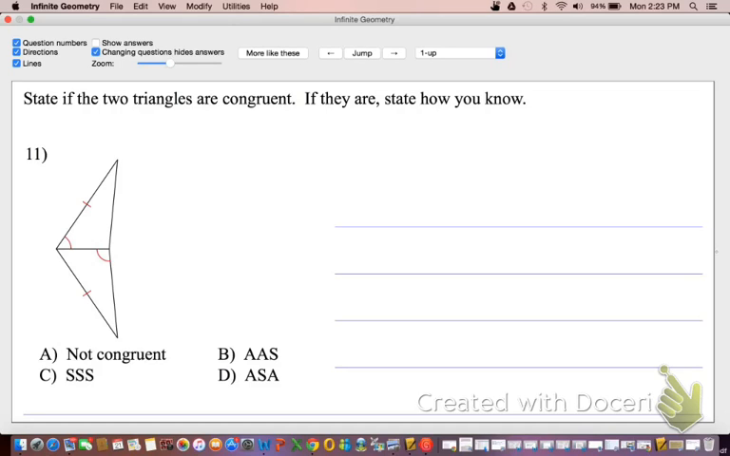Okay, here they're not congruent because it does not fit any of our congruent postulates. So you say not congruent.